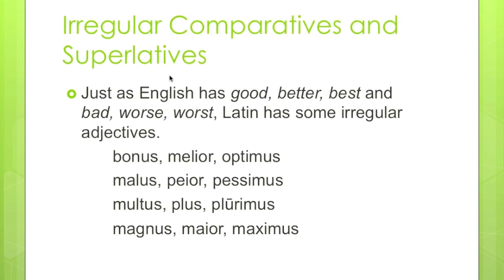Now, just as English has irregular comparatives and superlatives like good, better, and best, and bad, worse, worst, Latin has some irregular adjectives that just have to be memorized. Good, better, best is bonus, melior, optimus. Bad, worse, worst is malus, peior, pessimus. Much, more, most is multus, plus, plurimus. And big, bigger, biggest, or great, greater, greatest is magnus, maior, maximus.